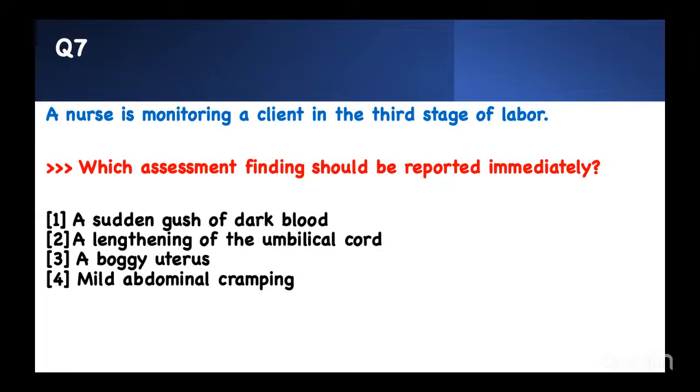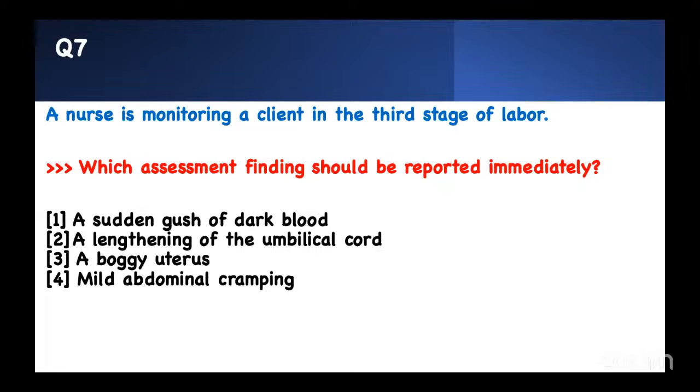Which assessment finding should be reported immediately? And next is monitoring a client in the third stage. I want you to master how to approach the question. You see, two short sentences. Monitoring a client in the third stage, and then assess the assessment finding you should report immediately. This is how you answer this kind of question.